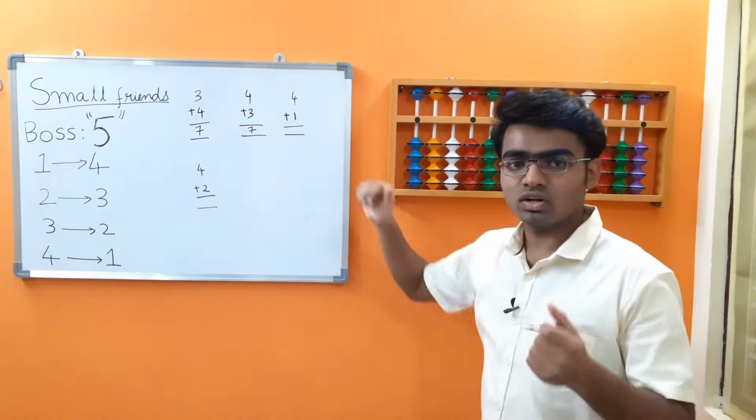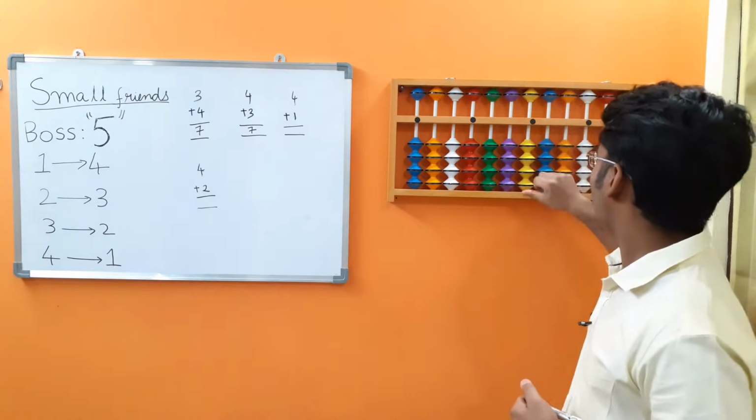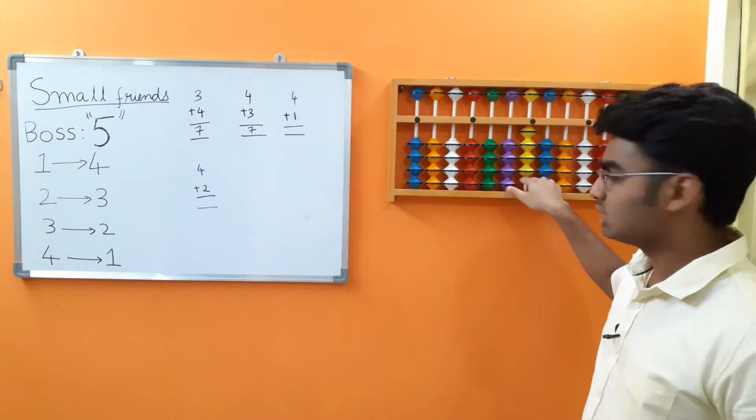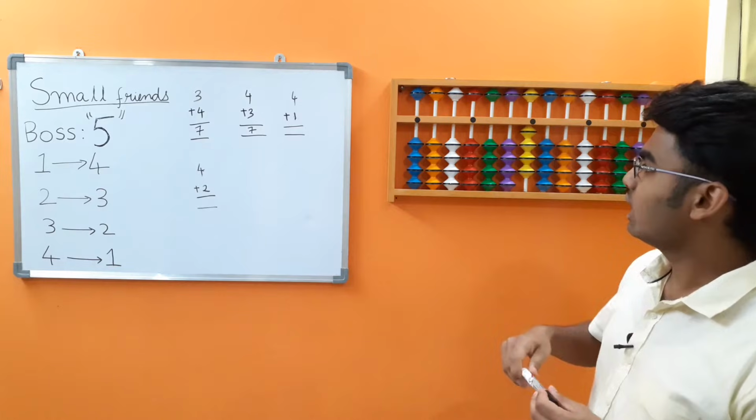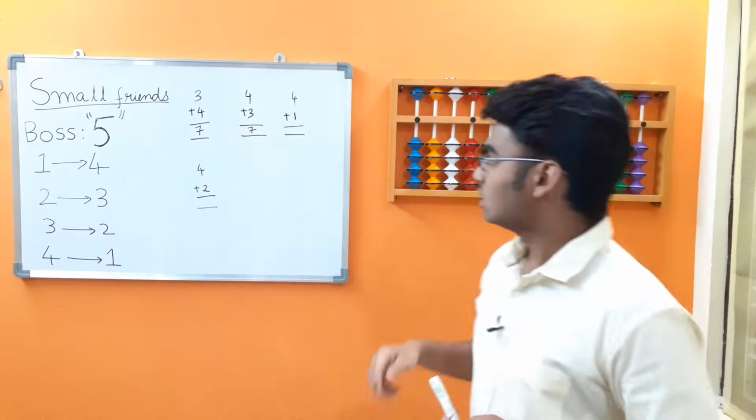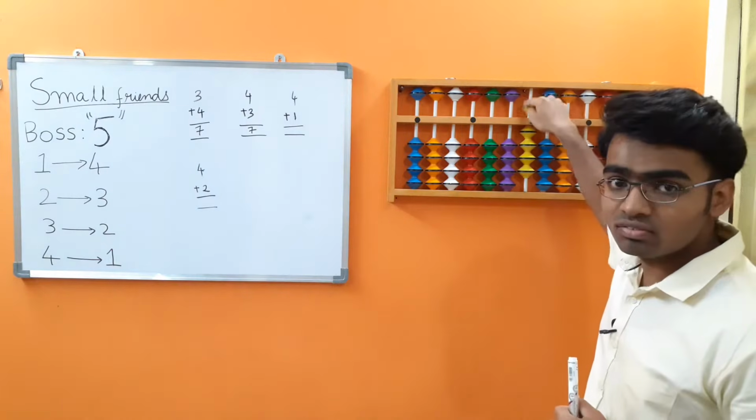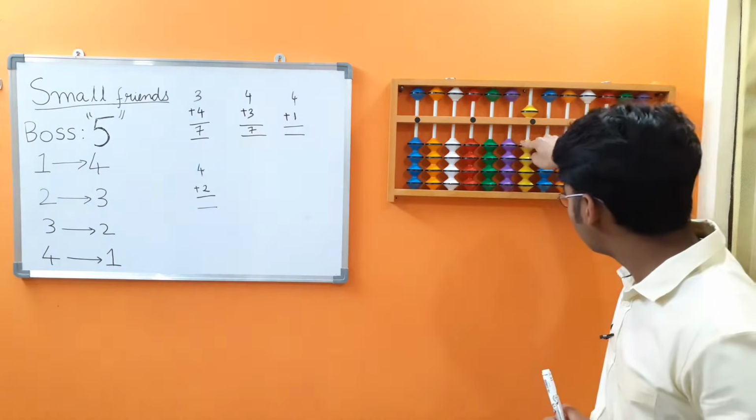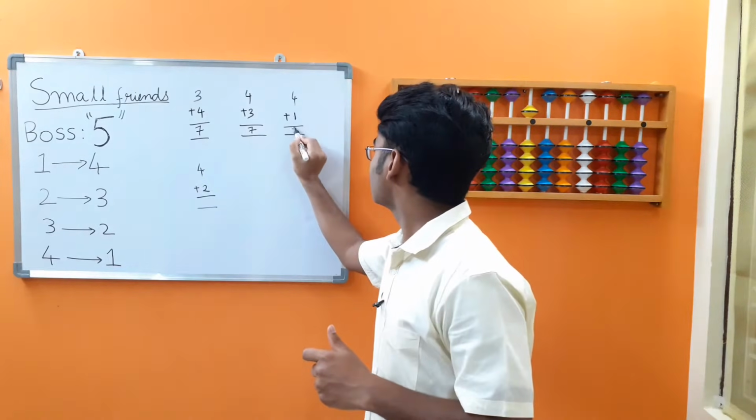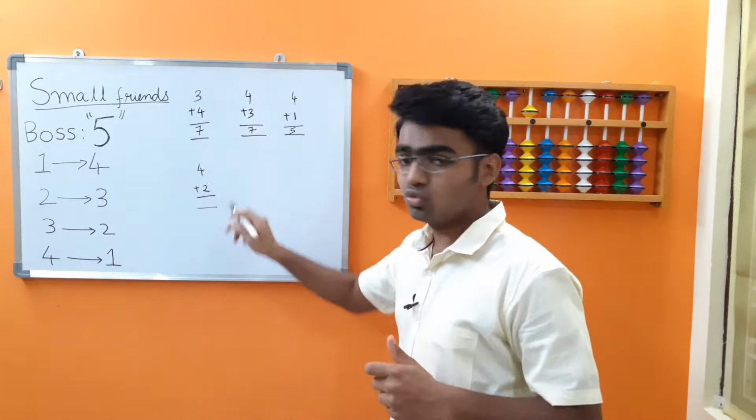Let's do 4 plus 1 now. 4, we have to add 1. We do not have any beads here. We have to add 1. We see that one's friend is 4. Same, add the boss 5 less the friend 4. We got the answer as 5. Let's do 4 plus 2.